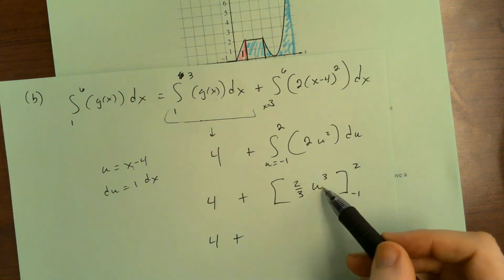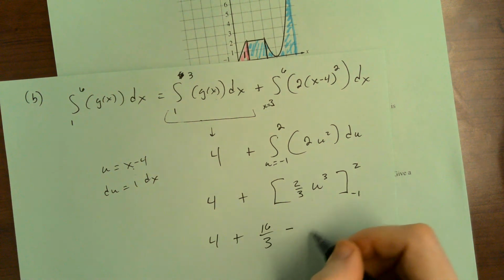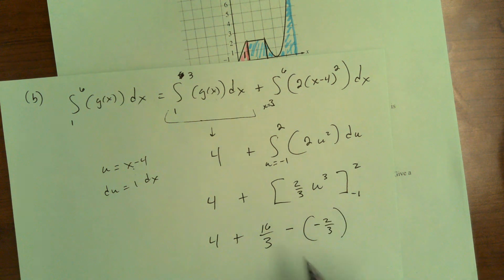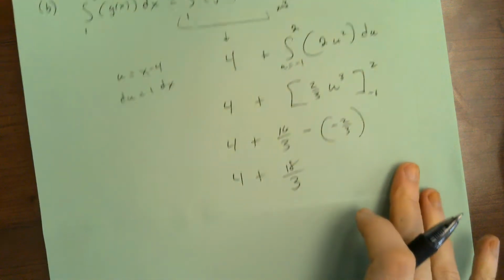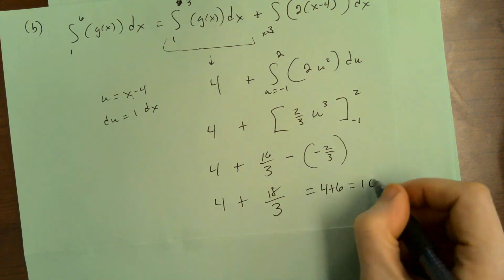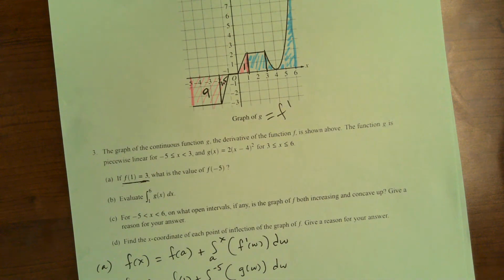All right, so 2 goes in here, and I get 16/3 minus -1 goes in here, and I get -2/3. So this is 4 plus, that's 18/3, equals 4 plus 6 equals 10. All right, so that's for part B. Now part C.